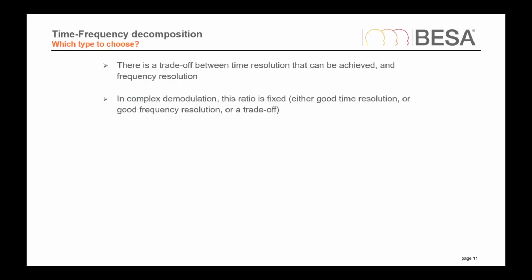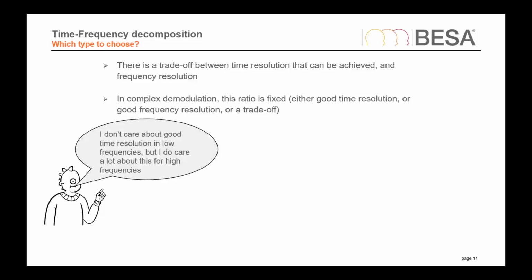Whichever method I choose, there is a trade-off between the time resolution that I can achieve and the frequency resolution, just like in quantum mechanics, between position and momentum of any object. So in complex demodulation, this ratio is fixed. I decide from the start whether I want a good time resolution or a good frequency resolution, or a trade-off between the two, which leads me to a very regular matrix, easy to analyze.